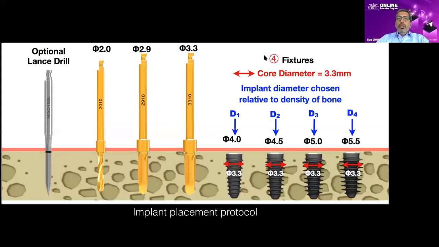The drilling protocol is always the same. So we always drill to 3.3 millimeter, which is the exact size of the core of the implant. And depending on bone quality that we could find on radiographic studies and on clinical perception while drilling, we chose an implant with a thread of 4 millimeter or 5.5 millimeter. And each of these implants will interact in a different way in the bone without compressing this type of bone.